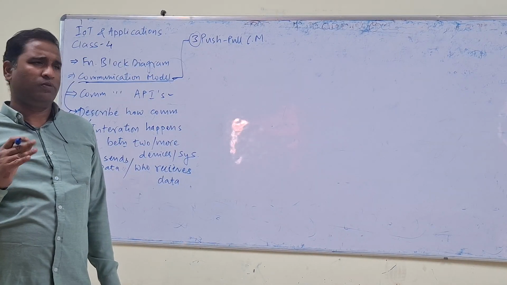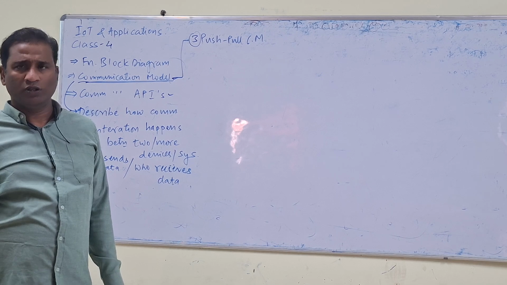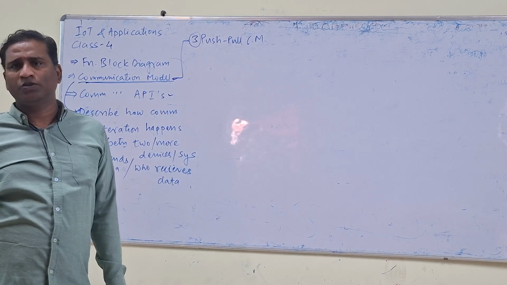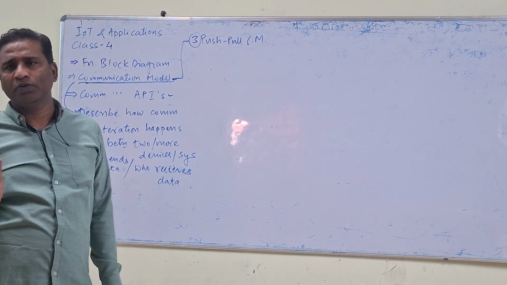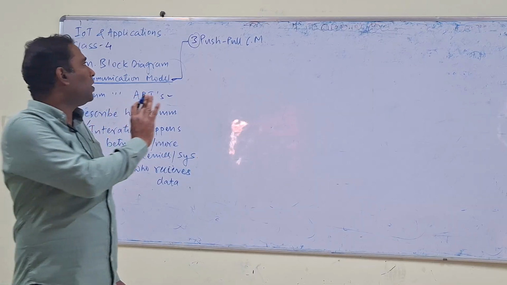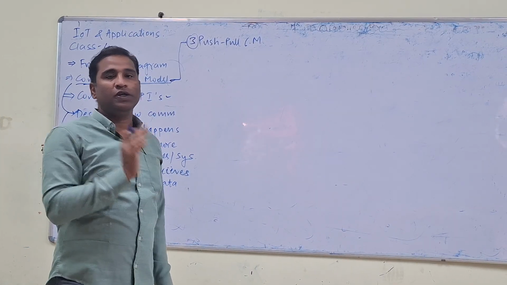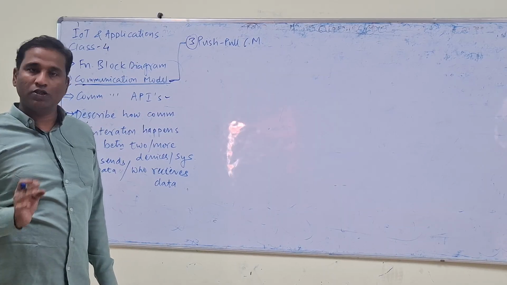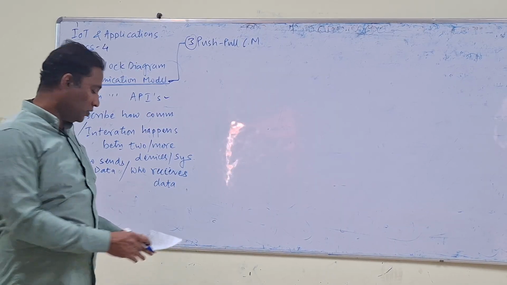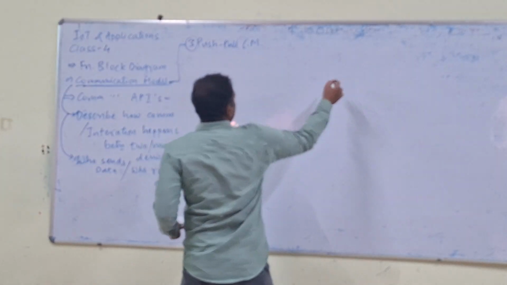Stack is last in first out, right? Queue is first in first out. That is the most suitable example for push pull. So what do you guess here? There is a queue in this communication model. Yes, of course there is a queue. So here also same thing.